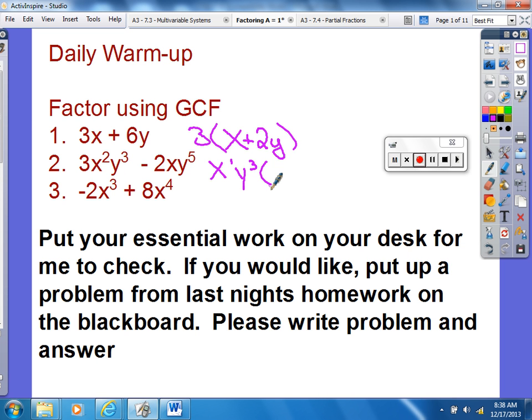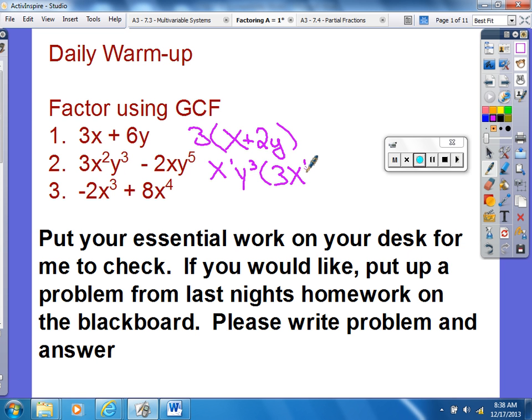Okay. Now, since I only pulled out the X and the Y, what number is still there? 3. How many? I have one X here. How many X's do I need altogether? 2. So how many more do I need? So I'm going to write X to the first. Do you have to write that little 1? No, you don't have to. But some people like to because then they can add them together. 1 plus 1 is 2.